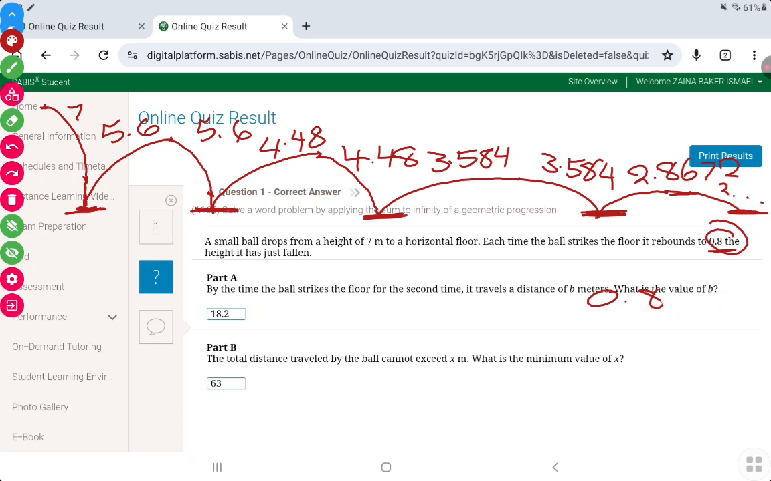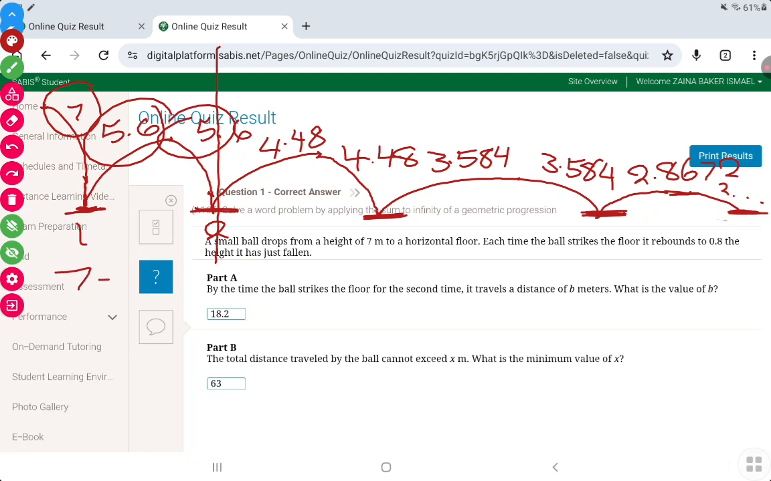So Part A is asking, and then it's just going to keep bouncing. Part A is asking by the time it strikes the floor for the second time. So this is the first time it strikes, this is the second time it strikes. It wants to know the distance traveled. The distance it traveled is 7, 5.6, and 5.6. So 7 plus 5.6 plus 5.6 is 18.2 meters. So the distance it crossed by the time it strikes the floor for the second time is 18.2 meters.